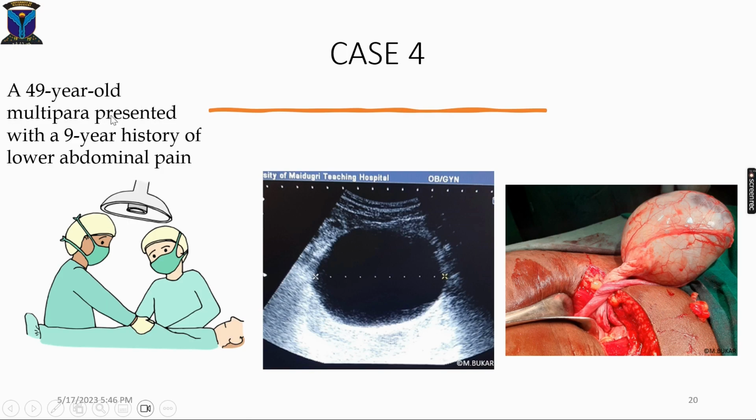This was a 49-year-old multipara who presented with a 9-year history of lower abdominal pain. Look at this cyst, clear content, but the cyst was centrally located, and malposition actually is a feature of torsion, as was seen at surgery.